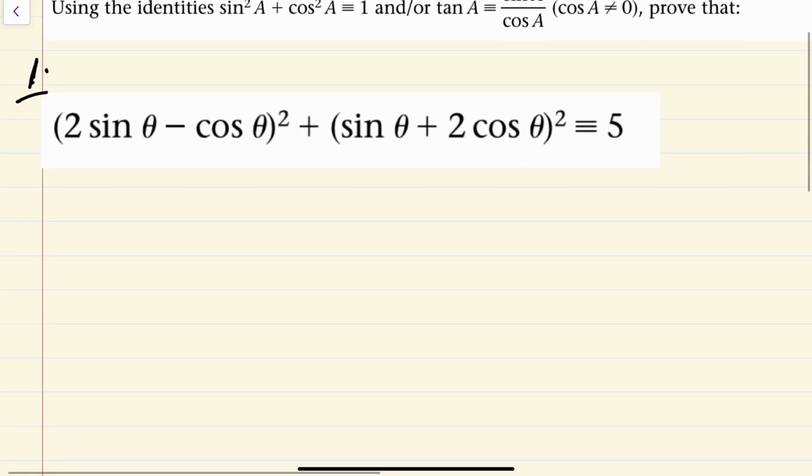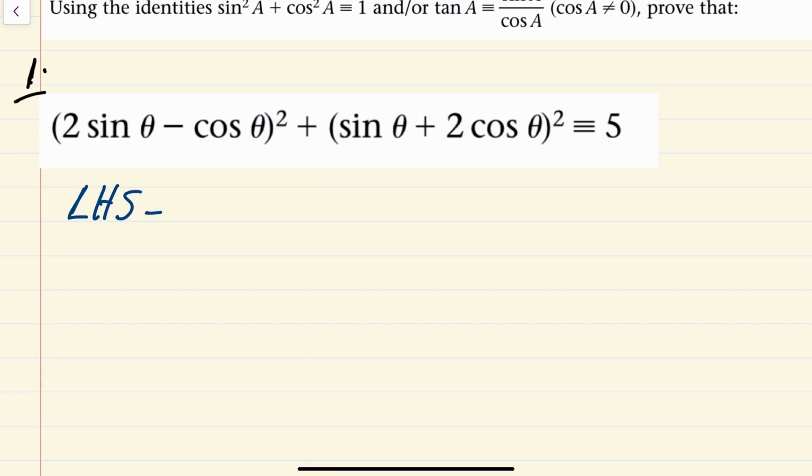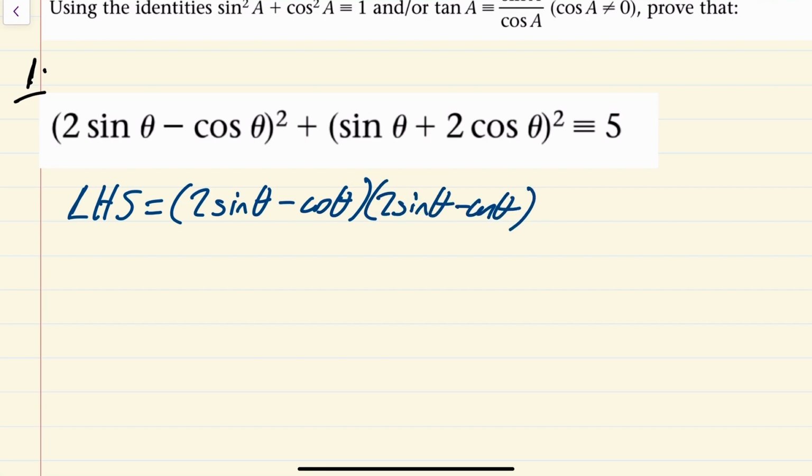So the idea of these identities is you work with one side only until it is equal to the other side. So the nice way to say this is LHS, which stands for left hand side. And what I'm going to do is expand these brackets out. So a big mistake people make is not doing what I'm about to do now, and then they make mistakes when they expand the brackets. So this is what we've got.